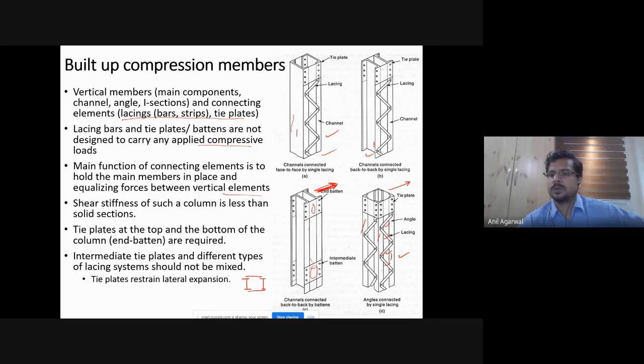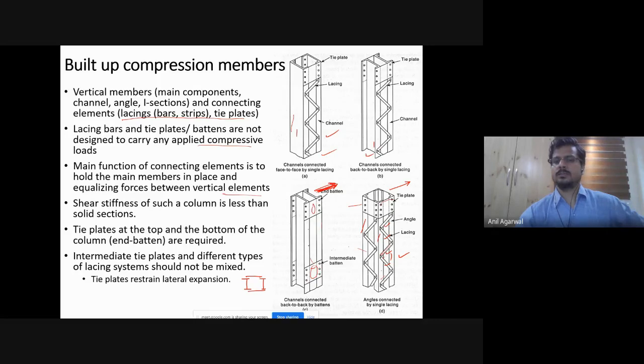And if there is a possibility of a high shear force or high lateral force acting on these members, then it is better to make a more permanent, stronger arrangement rather than this kind of arrangement, because it has a lower shear stiffness. And no matter what kind of arrangement you go for, whether a batten arrangement or a lace arrangement, at the top and bottom you are always required to put some tie plates, which is basically in the form of a batten.